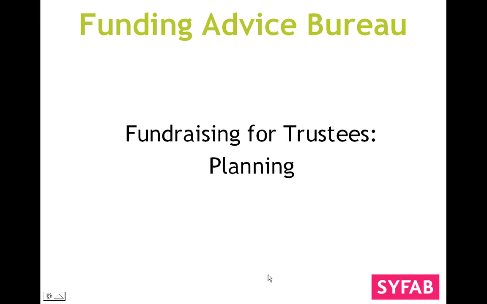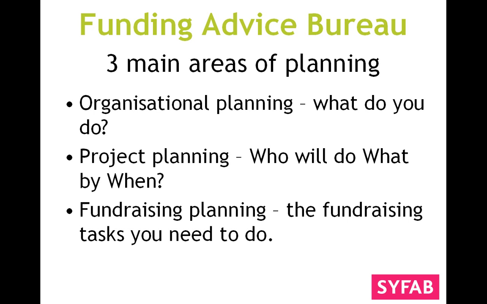This is part of our series on fundraising for trustees, and today we're going to talk about planning. There are three main areas of planning you'll get involved in as a fundraiser, and the first of those is organisational planning. The sort of overall aims, outcomes and activities for your organisation, kind of what it is that you do. Second is project planning, breaking down those overall organisational plans into smaller, discrete pieces of work and planning who will do what by when. And thirdly is fundraising planning. So all of the fundraising tasks you'll need to get involved in need to be planned to work out how best to use your fundraising resources.